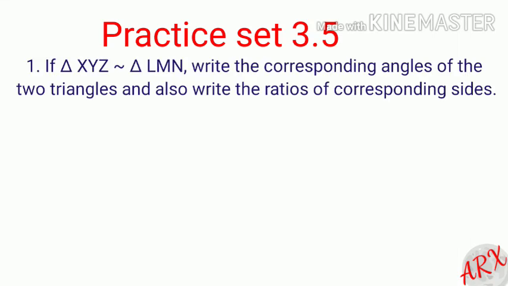First question. If triangle XYZ is similar to triangle LMN, write the corresponding angles of the two triangles and also write the ratios of the corresponding sides. Now, angle X congruent to angle L, angle Y congruent to angle M, angle Z congruent to angle N. Now, corresponding sides will be in proportion. So, XY upon LM equal to YZ upon MN equal to XZ upon LN.